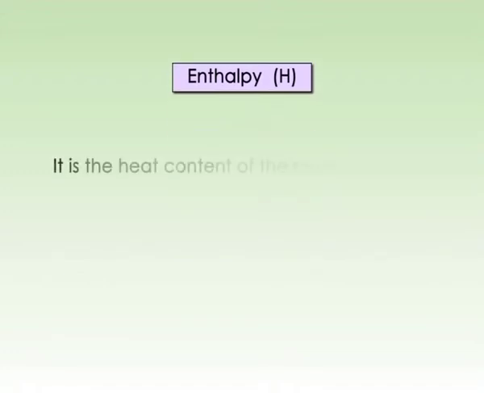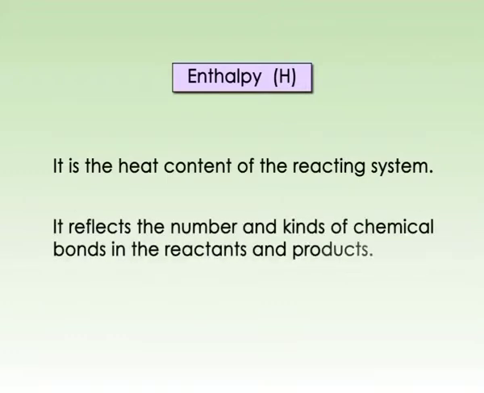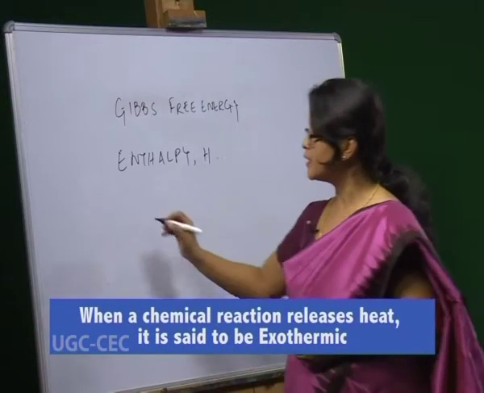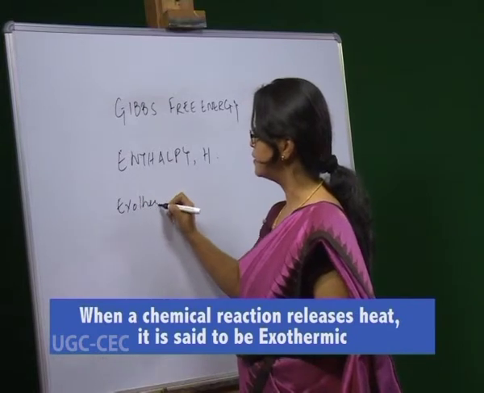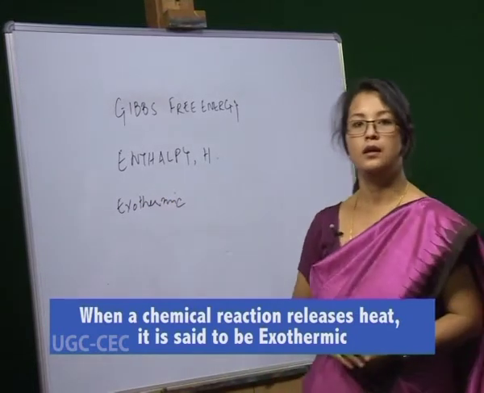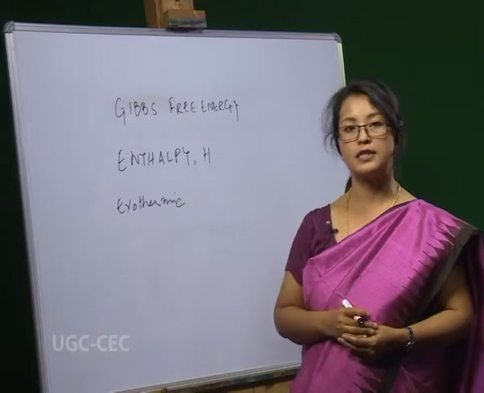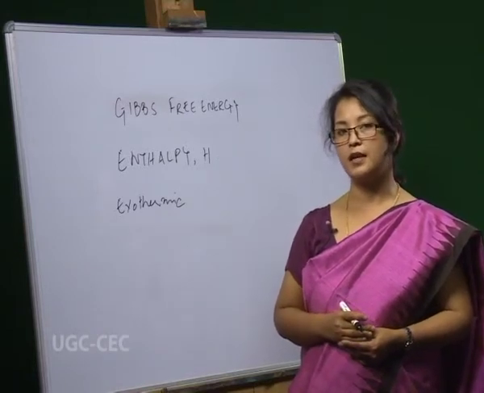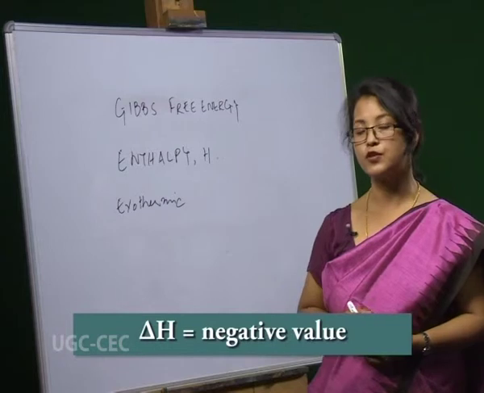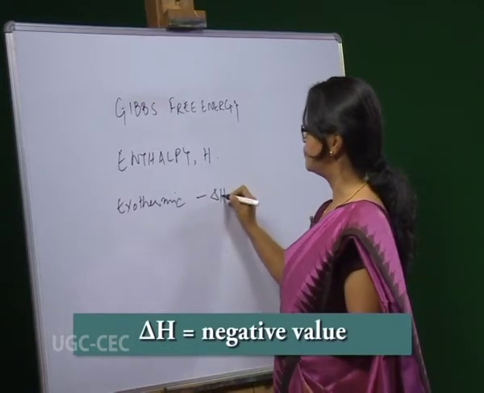Now let's discuss the second term, enthalpy, which is denoted by the letter H. Enthalpy is the heat content of the reacting system. It reflects the number and kinds of chemical bonds in the reactants and products. When a chemical reaction releases heat, it is said to be exothermic, and the heat content of the products is less than that of the reactants, and delta H has, by convention, a negative value.